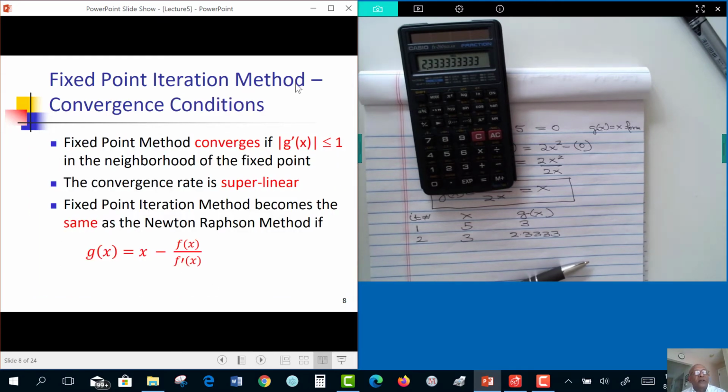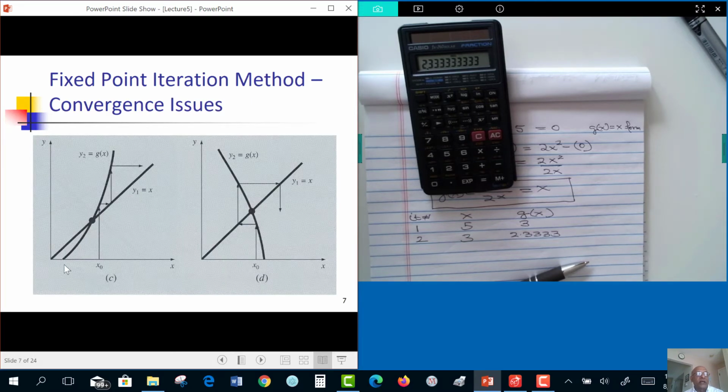So fixed point method convergence conditions are that fixed point method converges if the magnitude of g prime x is always less than or equal to 1 in our search neighborhood. So whenever we are searching for the fixed point, if in the neighborhood this derivative remains less than 1 in magnitude, then we are okay. We are guaranteed to converge.